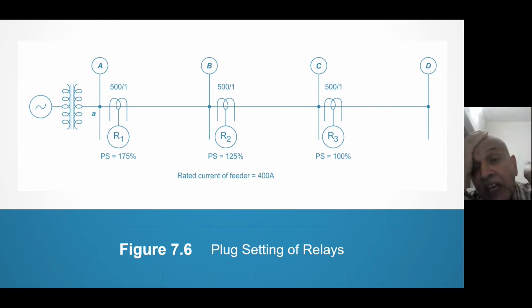But R3 picks up at 1.3, so 1.3 into 500 is 650. The fault current is 600, so R3 does not pick up. I have kept the time of operation of R3 less than R2, but R3 does not start. Therefore, R2 operates and R3 does not operate. That is wrong according to the philosophy of protection. Only the nearest relay should operate, and therefore plug setting of R2 should be higher.